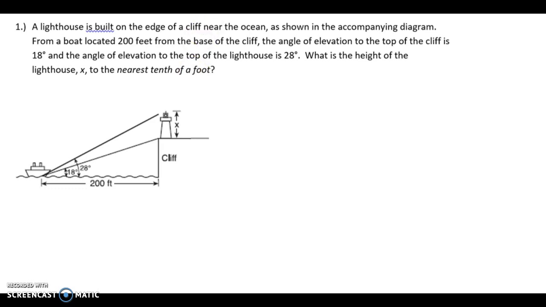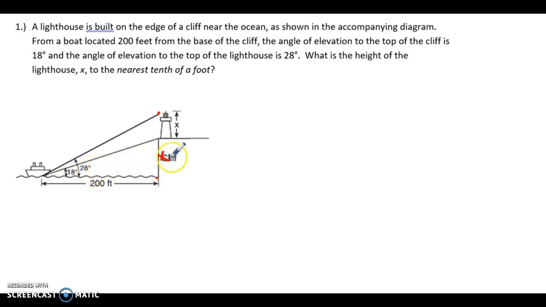Well, what we're going to have to do is first calculate the height of the cliff, and then we'll calculate the entire height from the top of the lighthouse down to the bottom of the cliff, and then we'll subtract them.